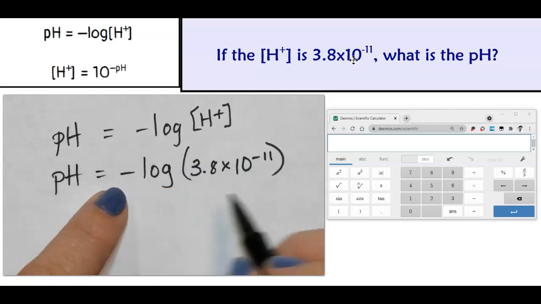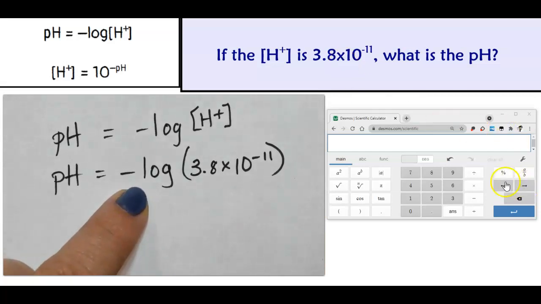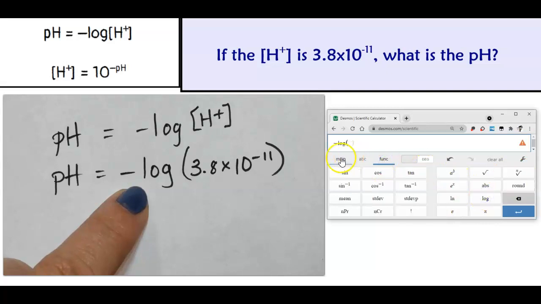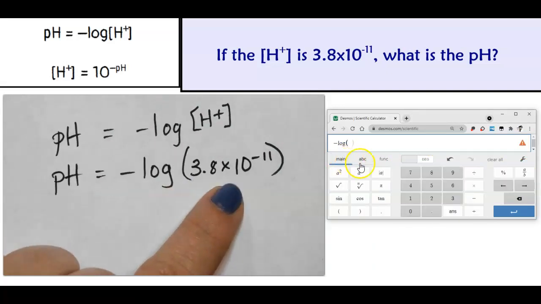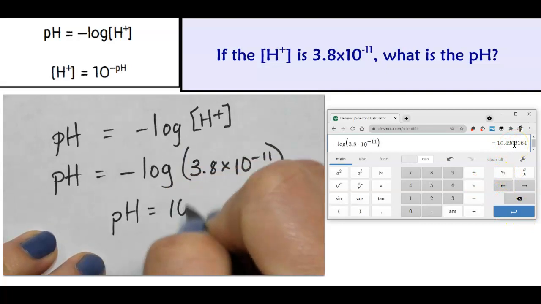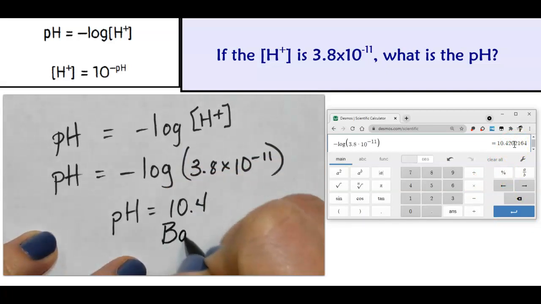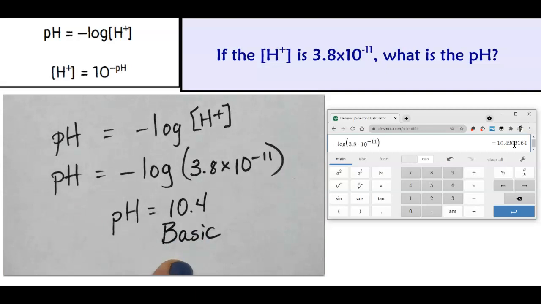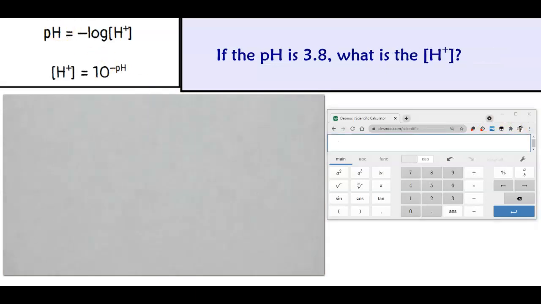Now it's just a matter of typing this into the calculator. So we'll come over here, we'll hit negative, go to function, log, go back to main, type in your number, 3.8 times 10 raised to the negative 11. Don't forget to close the parenthesis, and we get 10.4. So this has a pH equal to 10.4. Good to note that that is a basic pH, now that we have calculated it.